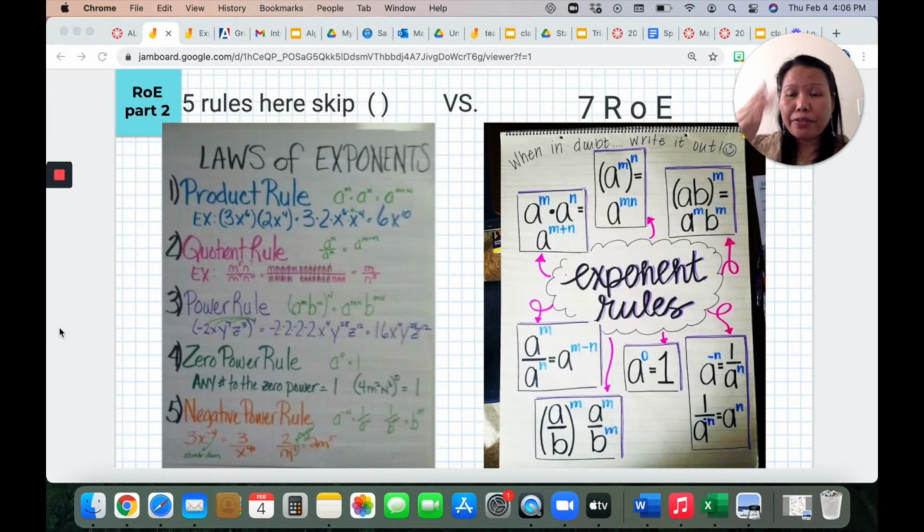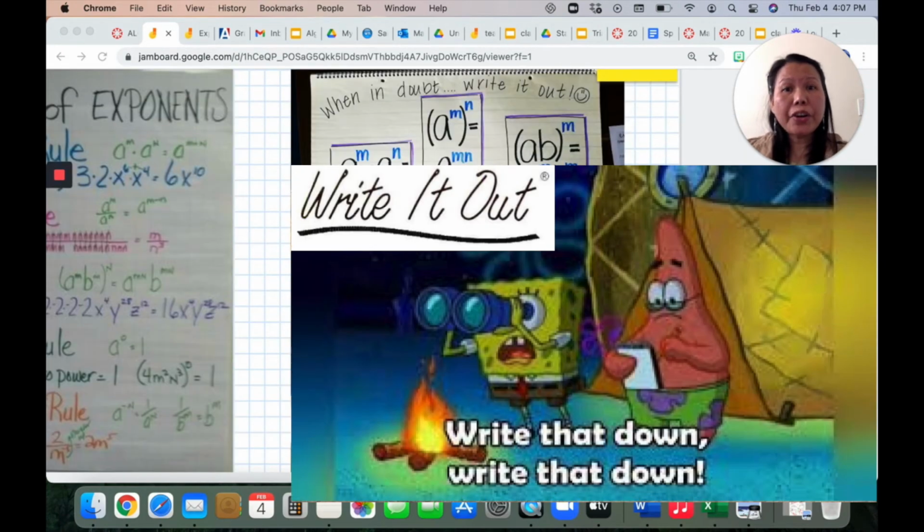We have 5 rules on the left. And it said 5 rules, skip the parentheses rules. I'm going to point out exactly which one we skip on the right hand side. We have 7 rules of exponents. First off, we start off with the words on the top. It said, when in doubt, write it out.